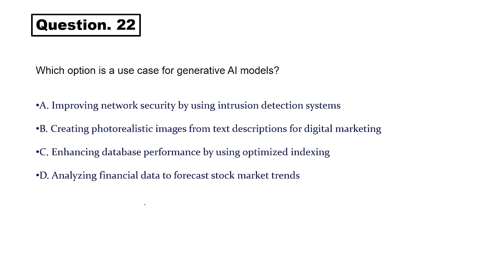Okay, now let me reveal the correct answer. The correct answer here will be option B, creating photorealistic images from text descriptions for digital marketing. Because generative AI models are designed to generate new content based on the input data. And this is asking for the use case of a generative AI model, right? And in this case also, we are generating images. So this is the use case of a generative AI model.